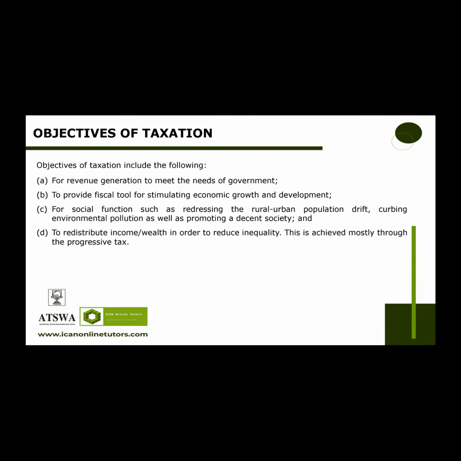A typical type of progressive tax is the personal income tax, where we have a graduated tax rate. We have a graduated tax rate in Nigeria. In our personal income tax table, we have the first 300,000 at 7%, the next 300,000 at 11%, the next 500,000 at 15%, the next 500,000 at 19%, the next 1.6 million at 21%, and anything above 3.2 million at 24%. This is a progressive tax, or a graduated tax rate.